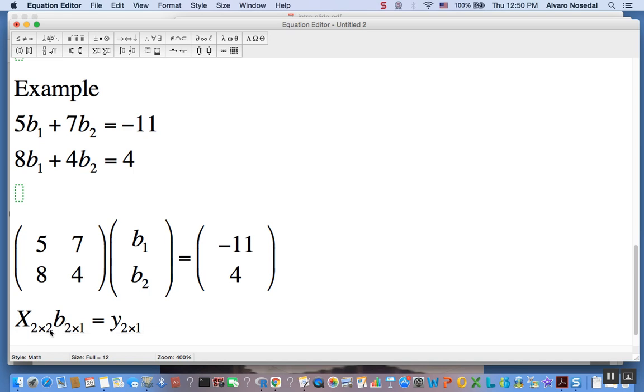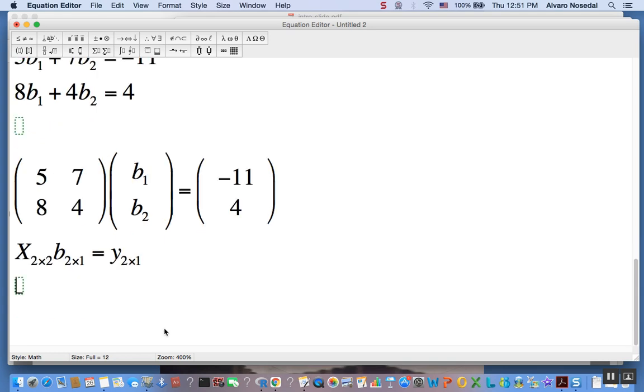So as we can see, X and b are conformable, right? We have 2 columns here, 2 rows here, that's why we get to do this. And also we have the same kind of situation for X and y. If you wanted to do the multiplication between X and y, you could do that because the number of columns of X matches the number of rows of y.